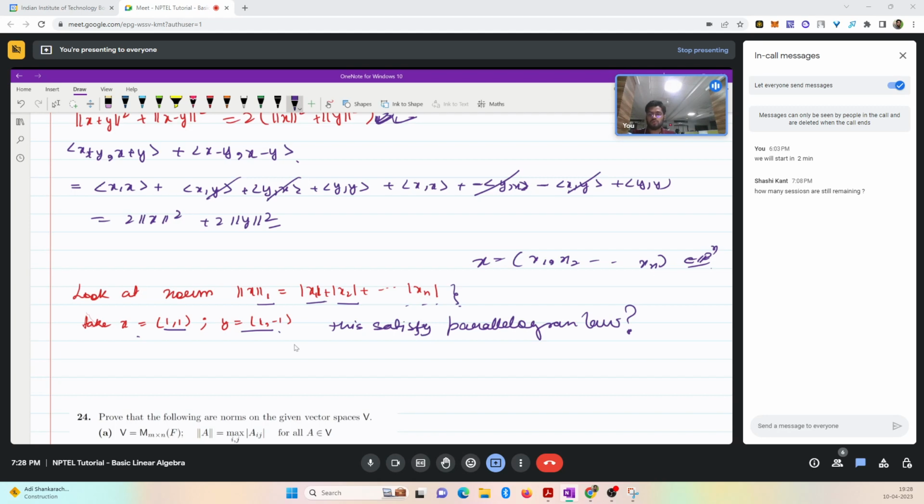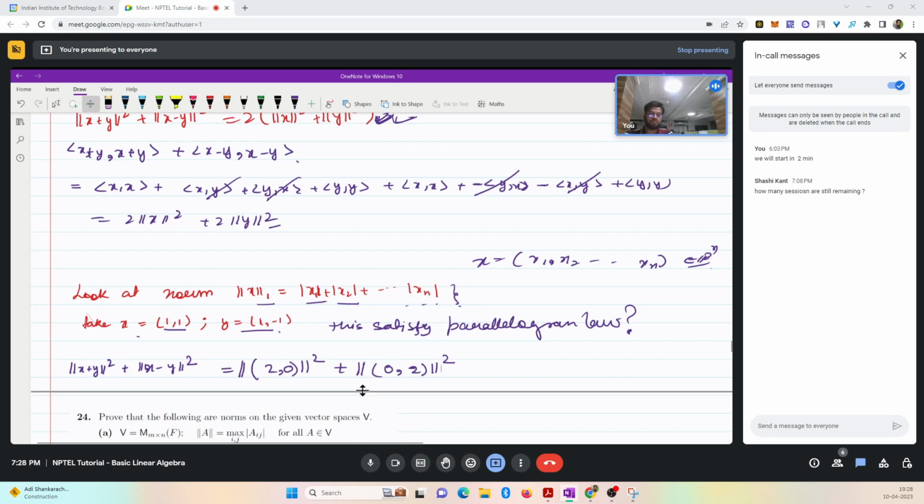Okay. So what we want to do is, we want to do norm of x plus y square plus norm of x minus y square. Okay. So x plus y would be 1 plus 1 is 2 comma 0, norm square, plus this is 0 comma 2, norm square. Okay. So what is the norm that we have?